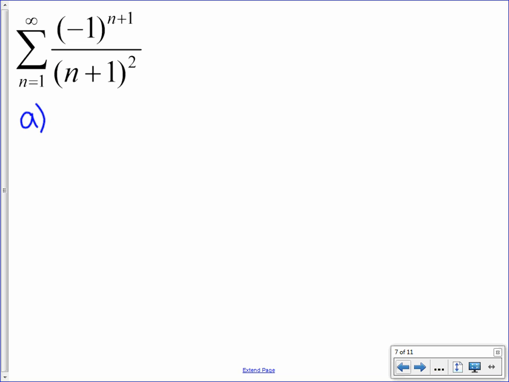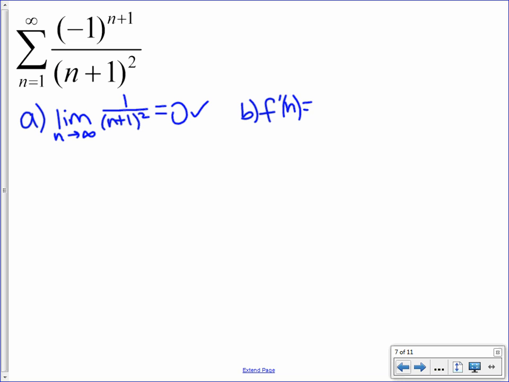First of all, let's talk about the alternating series, because this has to converge before we say it converges absolutely or conditionally. Okay? What's the limit of a sub n? How would you like to prove it's decreasing? Okay, because the derivative is -2 over n plus 1 to the third, which is always less than 0, which is always decreasing.